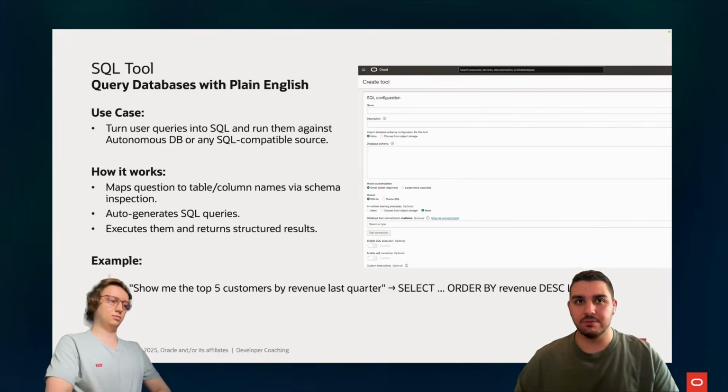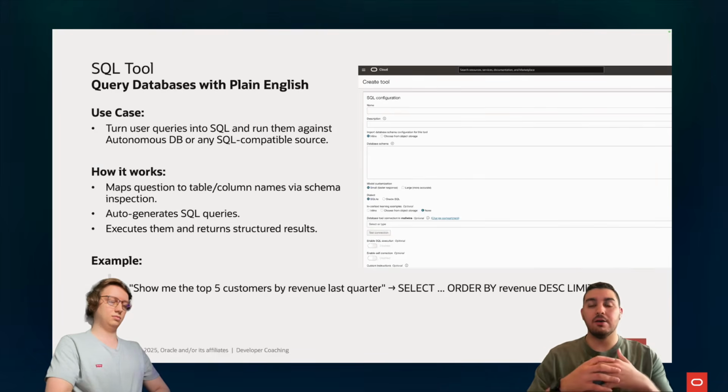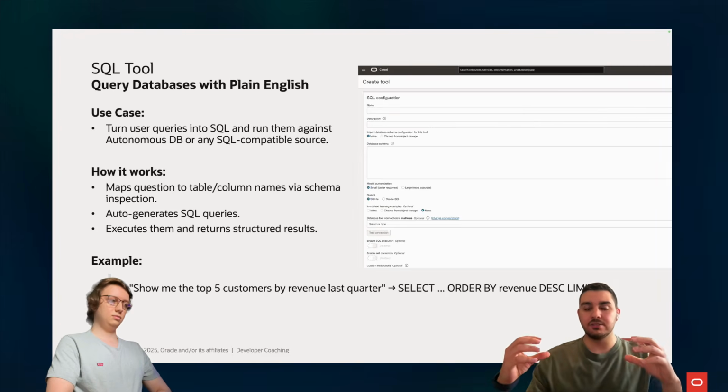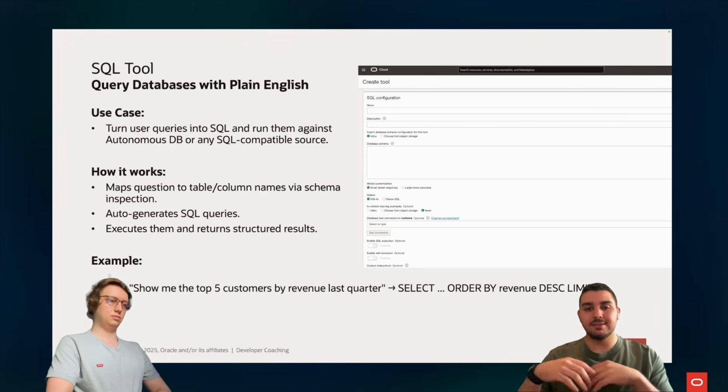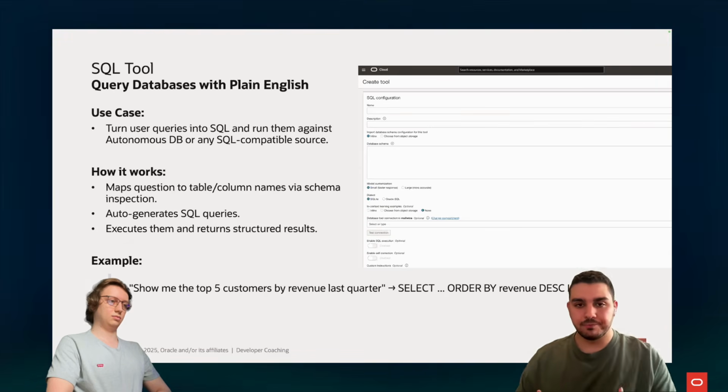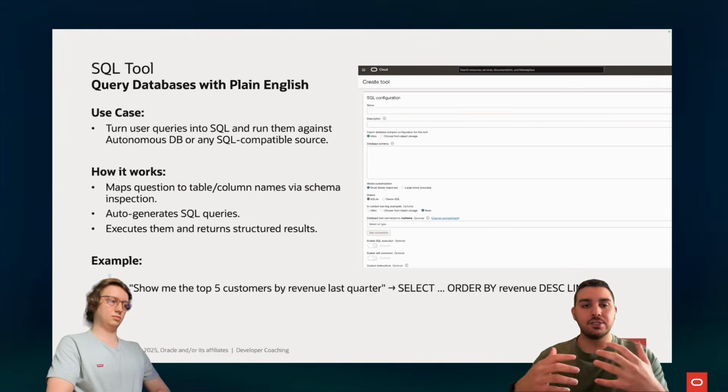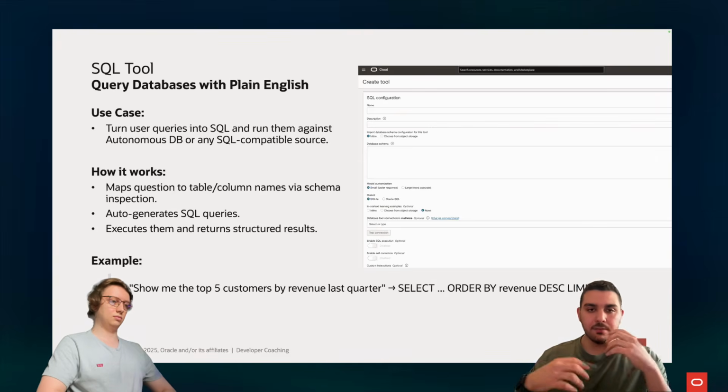So as an example of this, if I had a database about my financial records, and I wanted to see, well, show me the top 5 customers by revenue last quarter. It's able to convert that natural language statement into a proper SQL query that's easily accessing your database and getting back that information. So now you're able to use your LLM and your agent to really get those valuable insights very simply from your data set.